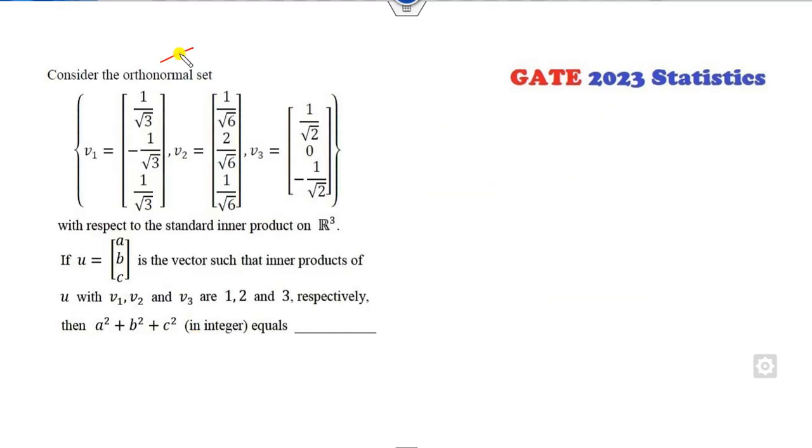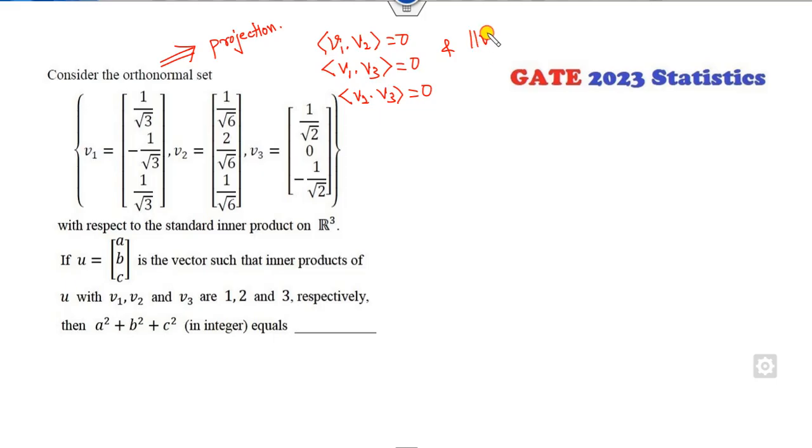Okay, now again there is an orthonormal set. Whenever there is an orthonormal set, we will try to find the projection. Fine. So consider the orthonormal set. You can also check whether it's orthonormal or not. What is the property? V1 dot V2 must be 0. V1 dot V3 must be 0. V2 dot V3 must be 0. And the norm of V1 should be 1, the norm of V2 should be 1, and the norm of V3 must be 1.